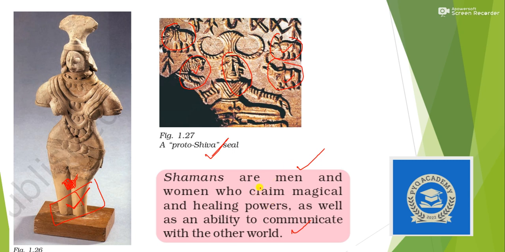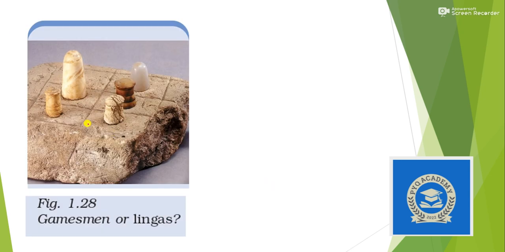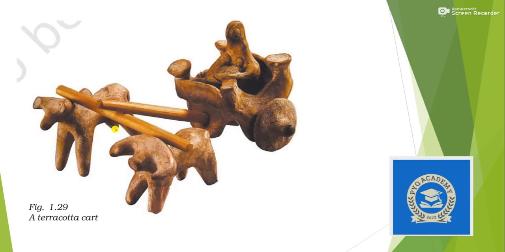Okay, next, this is an image. Archaeologists are still in doubt whether these were lingas or whether they were used as gamesmen, that means used as a piece on a chessboard. Okay, you can see that these are a board, so it can also be used for playing a game like chess. And this is a terracotta art of a bullock cart.